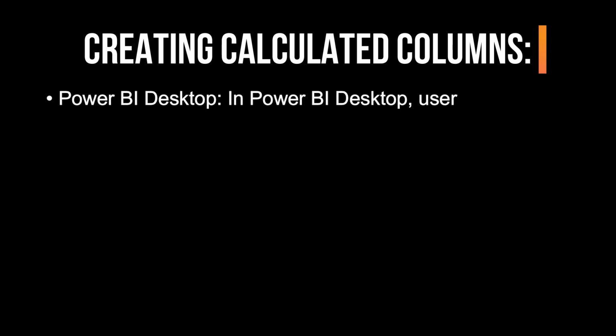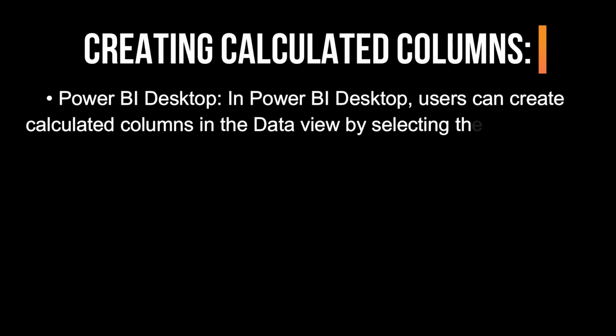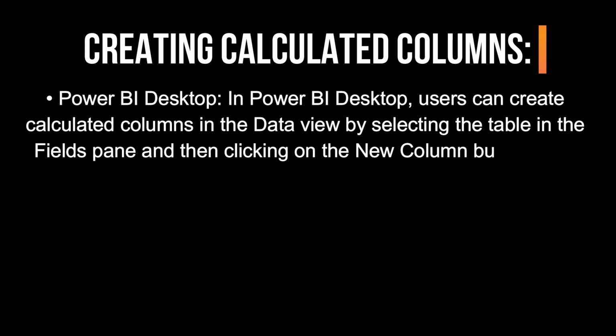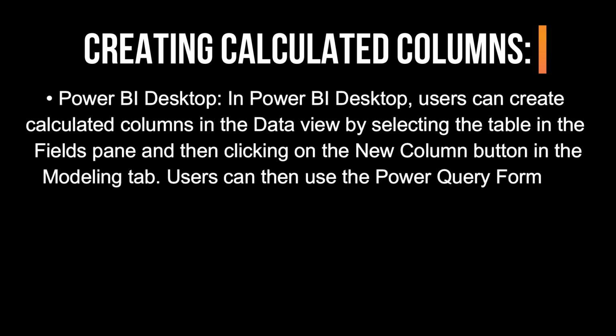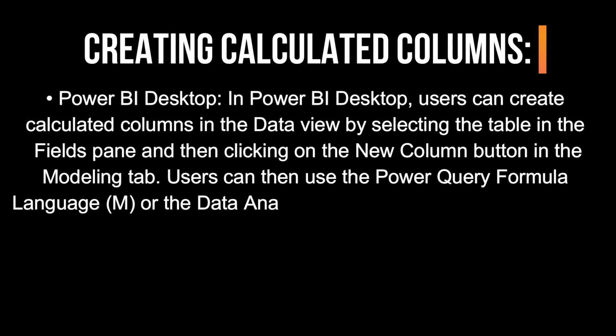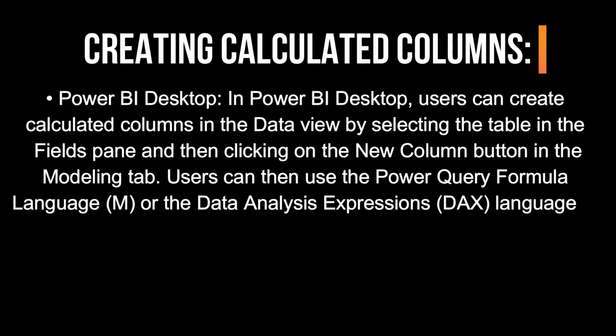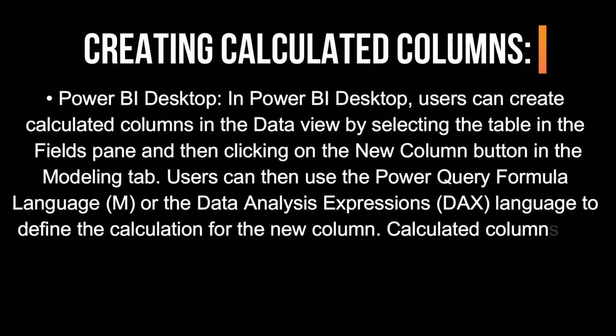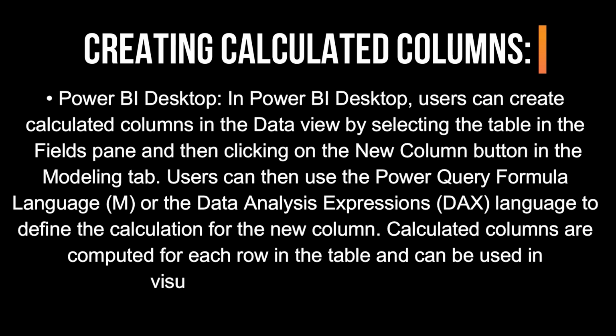In Power BI Desktop, users can create calculated columns in the data view by selecting the table in the Fields pane and then clicking on the New Column button in the Modeling tab. Users can then use the Power Query Formula Language, M, or the Data Analysis Expressions, DAX, language to define the calculation for the new column. Calculated columns are computed for each row in the table and can be used in visualizations like any other column.